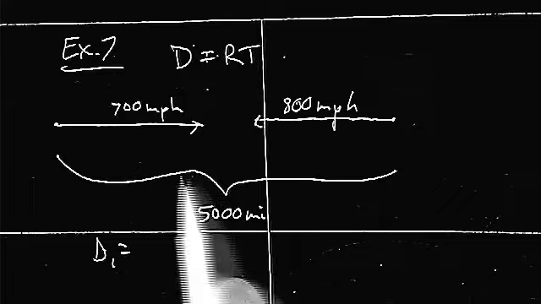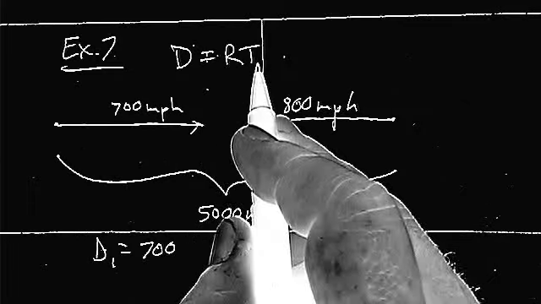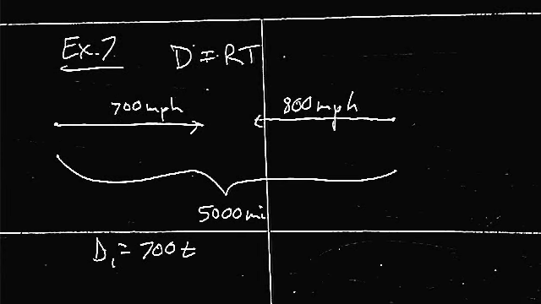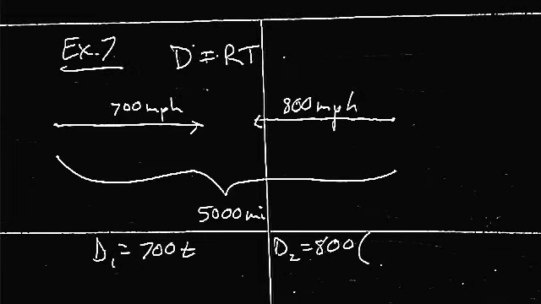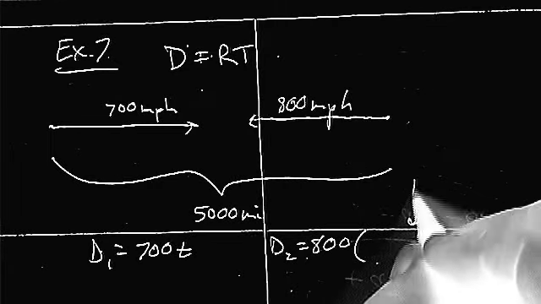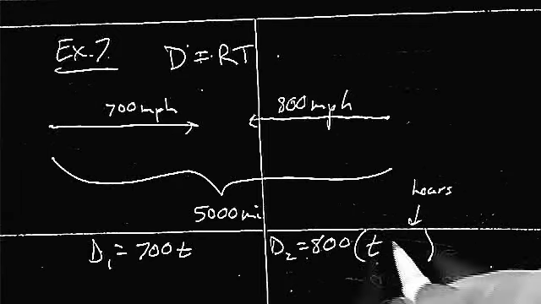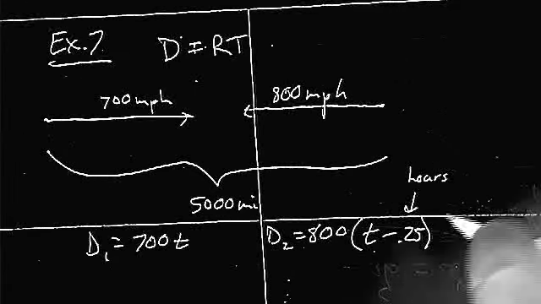So distance 1 is going to be how far we've traveled with this plane. It's got a rate of 700 miles per hour, but its time we don't know. So we'll call it t. So 700t is actually a distance for the first plane. Distance 2 is 800, the rate, times the time. Well, don't do time in minutes, do time in hours. So this would be t minus. Don't put a 15 in there because we don't mean 15 hours. So that 15 minutes is a quarter of an hour.